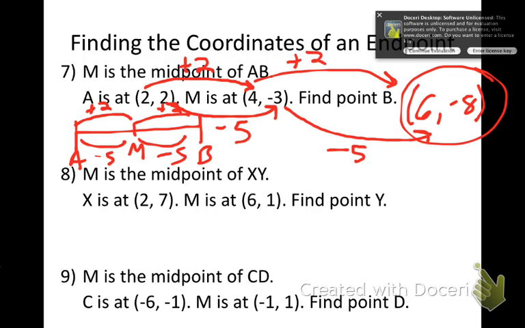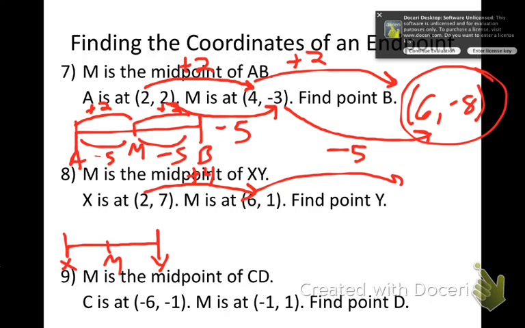Let's try the second one here, number 8. M is the midpoint of XY. So same thing here. Here's XY. You know, M's in the middle. I'm looking at my x values. I'm going from 2 to 6. How do you get from 2 to 6, Max? So to find my other endpoint, what am I going to have to do again? Yeah, I'm going to have to add 4 again. Well, 6 plus 4 is 10. Nice work.